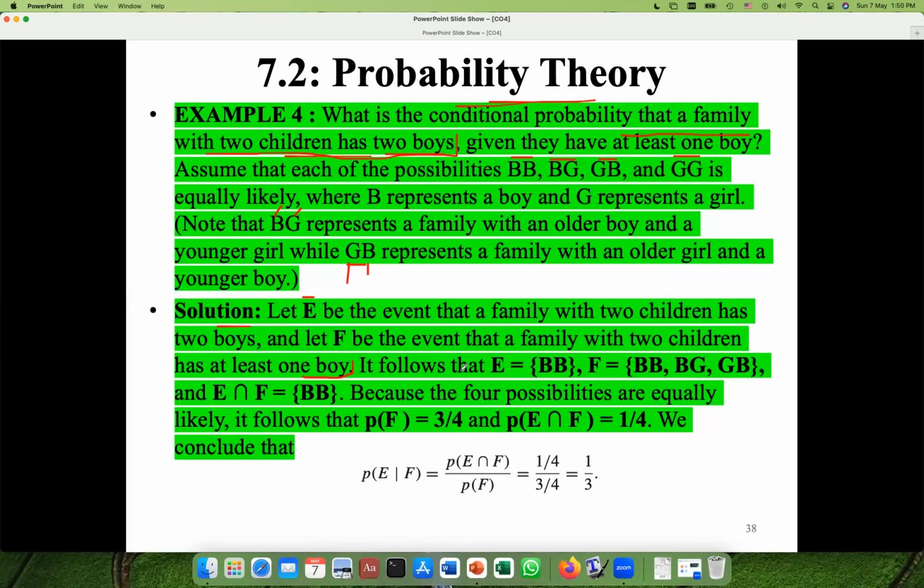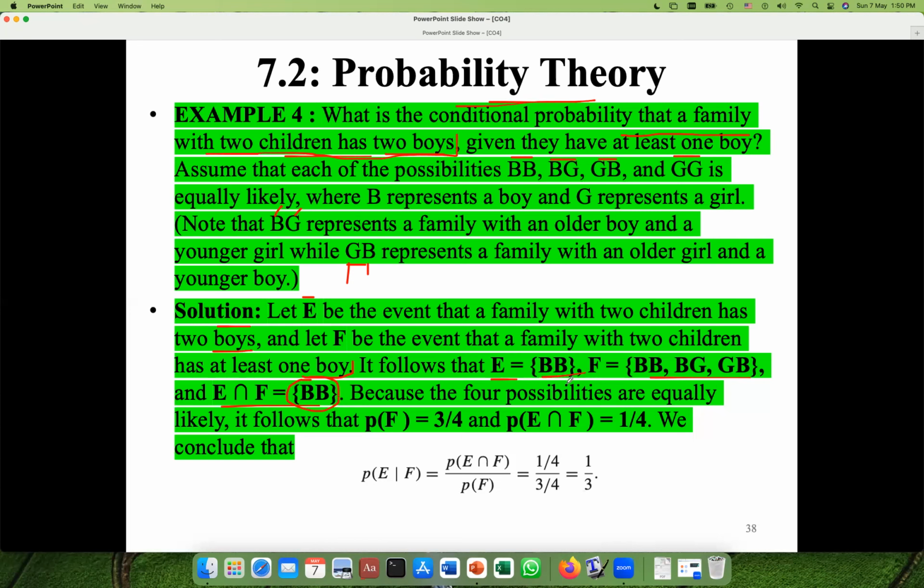So what is E? E has 2 children with 2 boys, BB. And F, with two children and at least one boy, has the possibilities BB, BG, GB. Each pair has at least one boy. And what is the intersection? Two boys and at least one boy both hold only in this one pair.